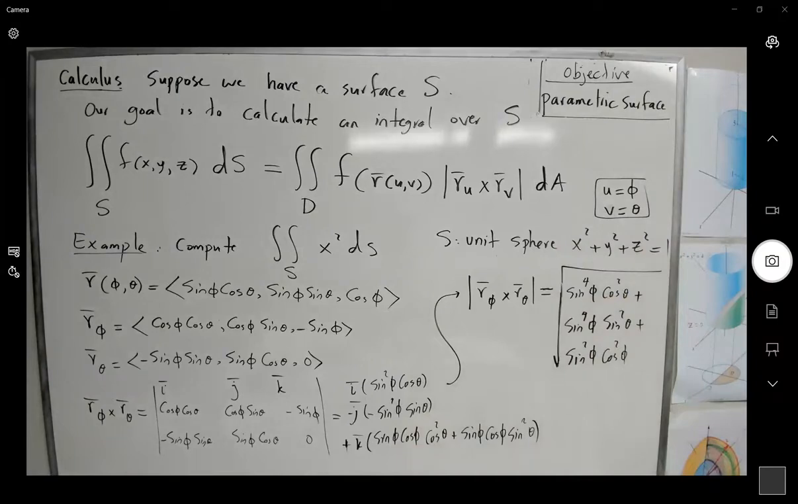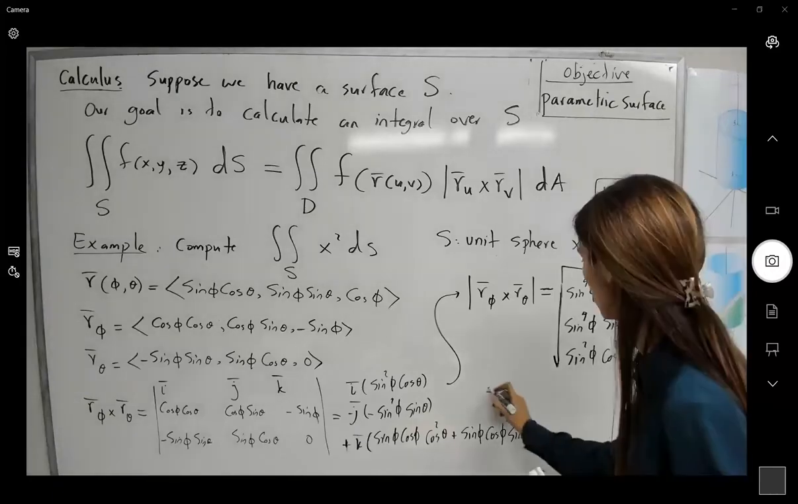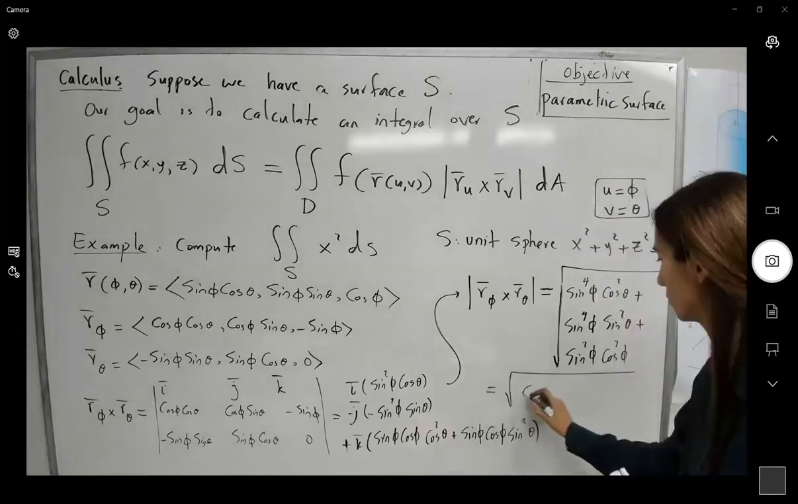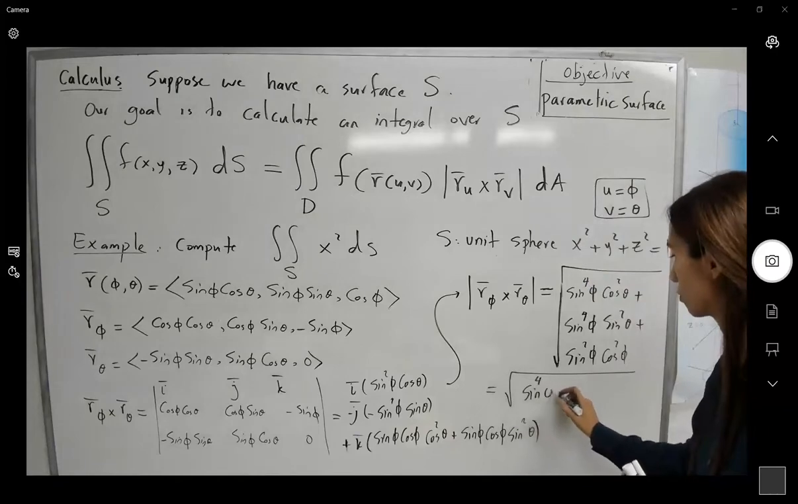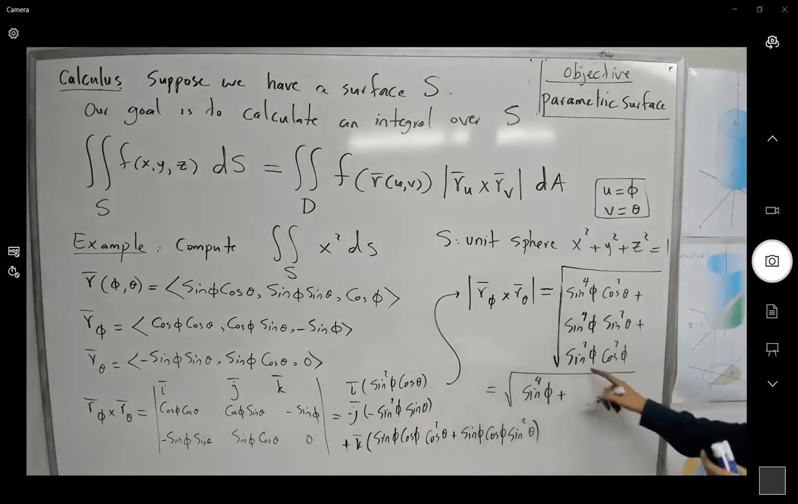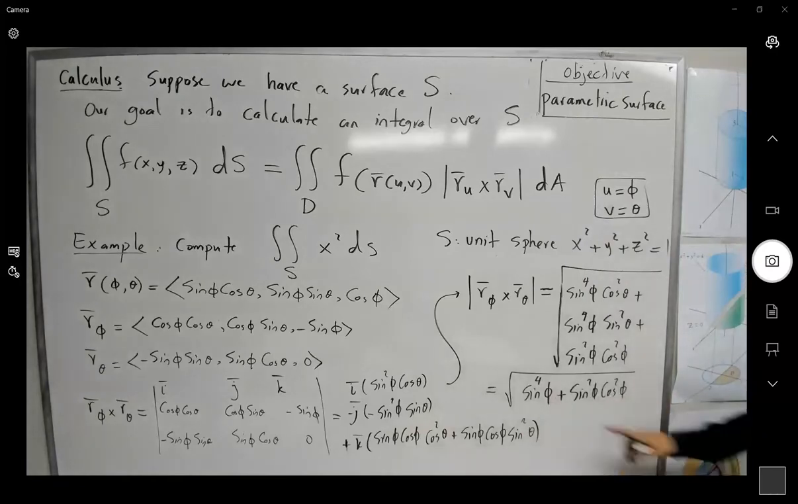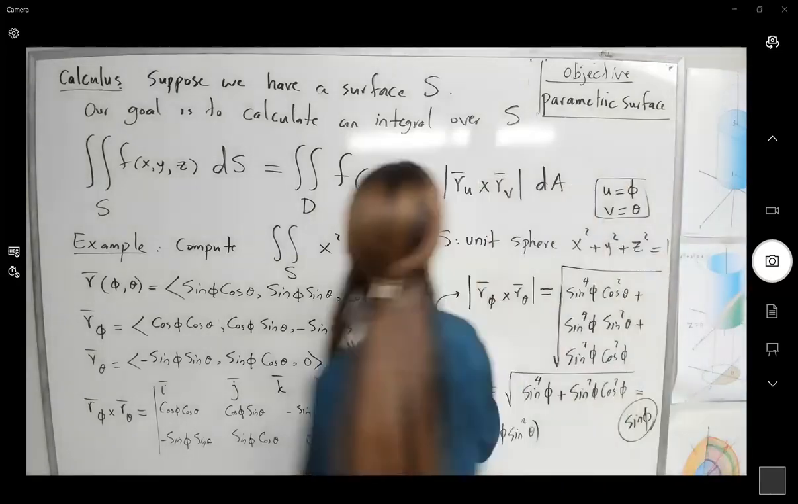So we have sine to the 4th of phi plus sine squared phi cosine squared phi. If you factor out sine squared phi, this guy becomes 1. So the outcome is just equal to sine phi. This element here is sine phi.